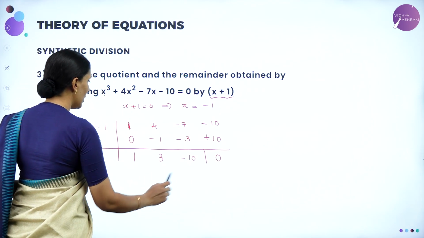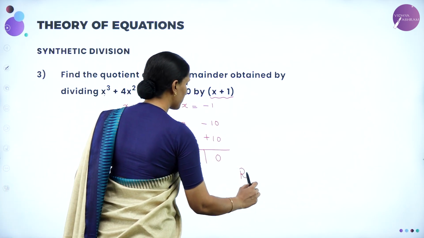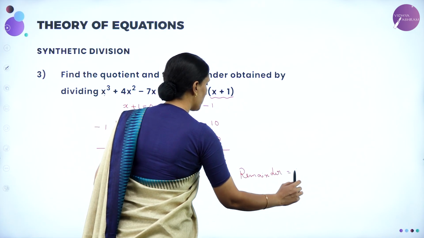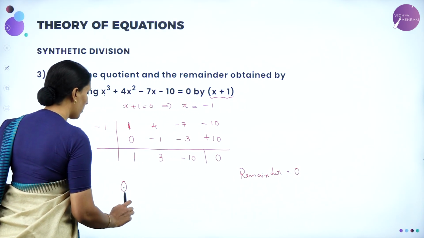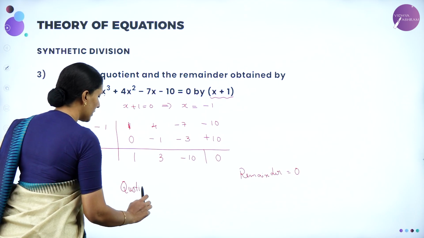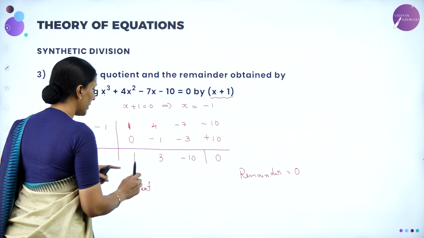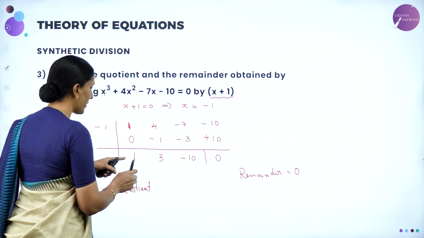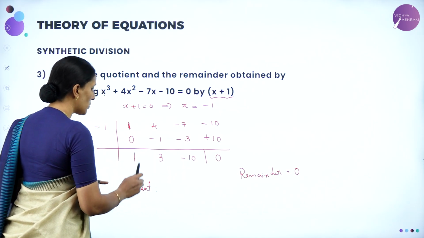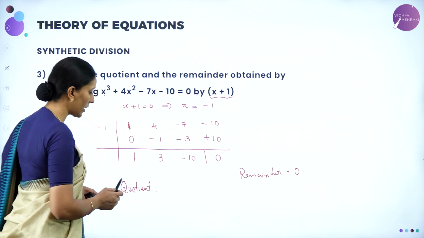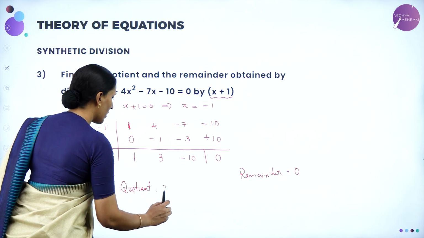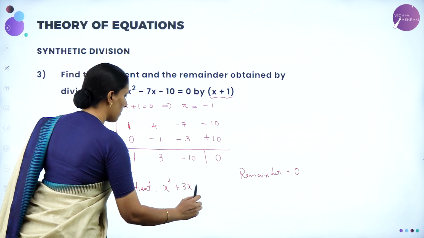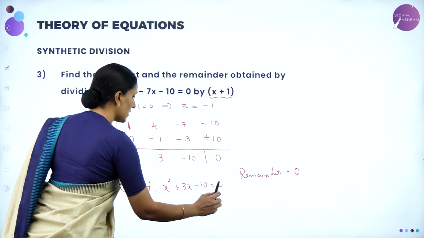So therefore, here the remainder is equal to 0. And what about the quotient? Quotient is taken here. So this acts as the coefficients of x square, x and a constant. So this is written in the form of a quadratic equation. So 1 into x square plus 3 into x, 3x minus 10 is equal to 0.